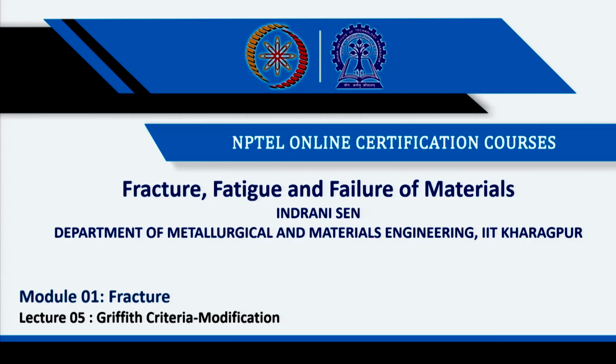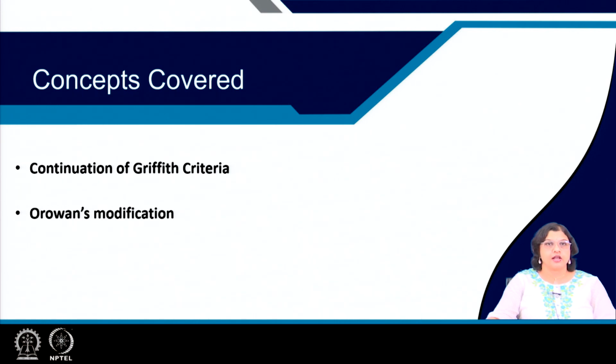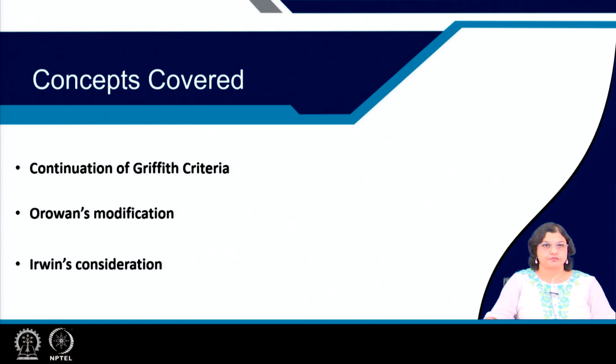Hello everyone and welcome to the fifth lecture of this course, Fracture, Fatigue and Failure of Materials. So, in this class we will be discussing some more about the Griffith criterion, which we have introduced already in the last lecture, and from there we will also look into the drawbacks and the ways by which Griffith criteria has been modified to cater to larger kinds of materials, as Orowan's modification and finally Irwin's consideration.